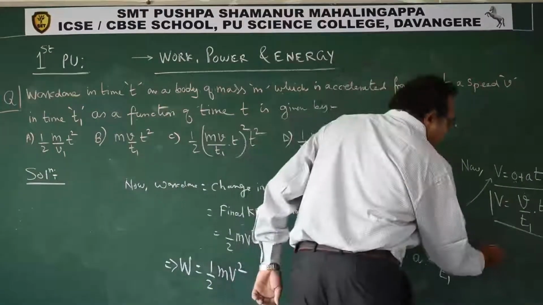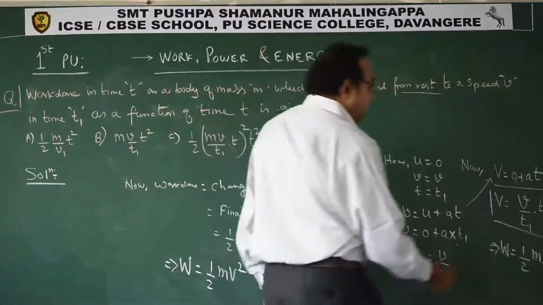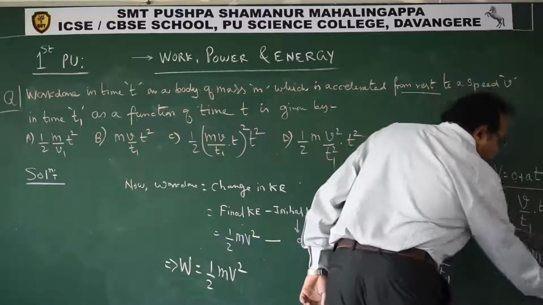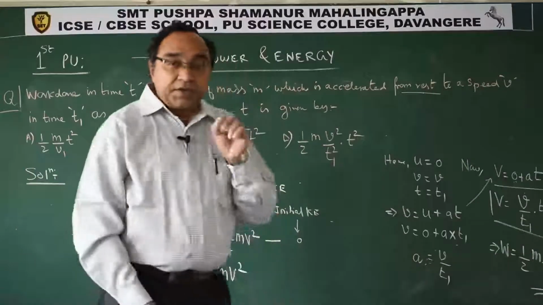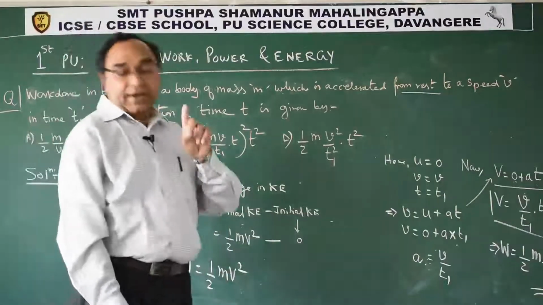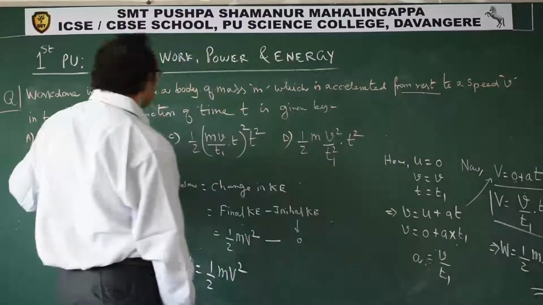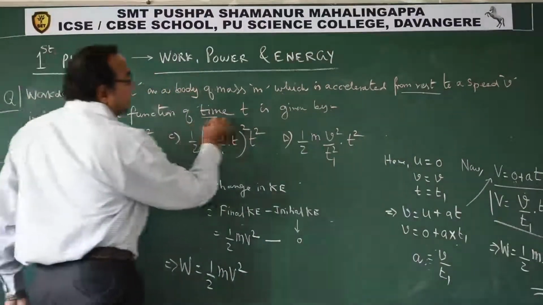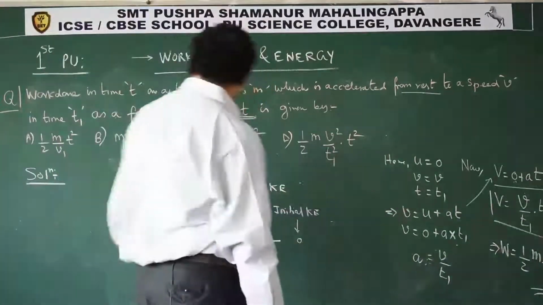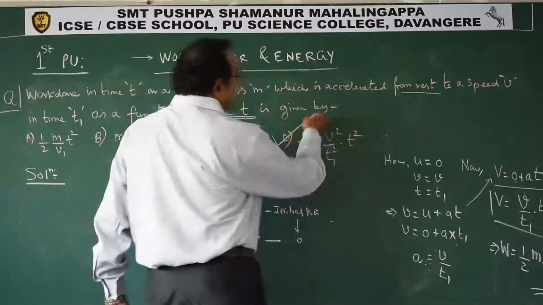So now work done is half m V squared. V squared is v squared by t1 squared into t squared. This is exactly how we can solve. Here the confusion is created in calculating the V. Please don't get confused here. The velocity v is given at a particular time interval t1, and you are asked to find work done as a function of time t. That is different. That is why don't get confused there. So we get half m v squared by t1 squared times t squared. So this is your answer.